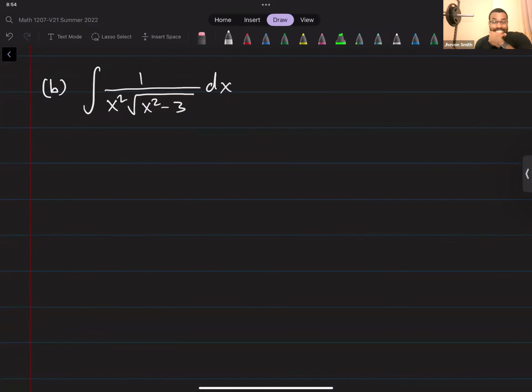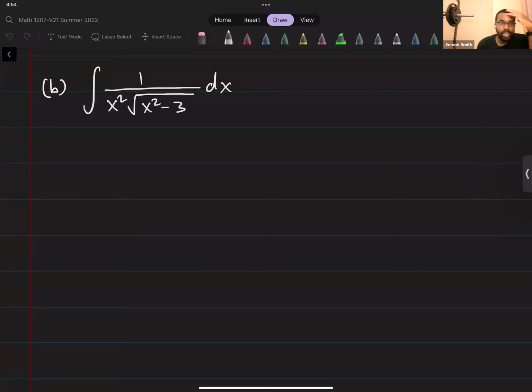So you see something like this, and it's like, yuck. It's not a basic rule. What am I going to simplify to look like a basic rule? Would a regular substitution work? You'd probably want to substitute what's under the radical, like u equals x squared minus 3, or u squared equals x squared minus 3. Of course, your du is going to give you an x.